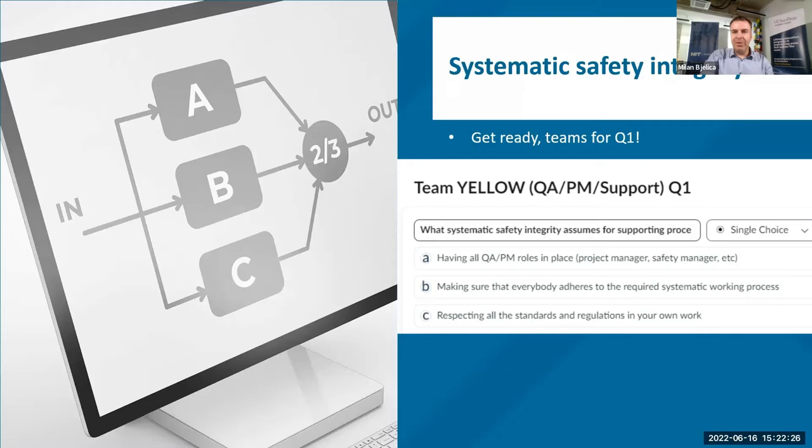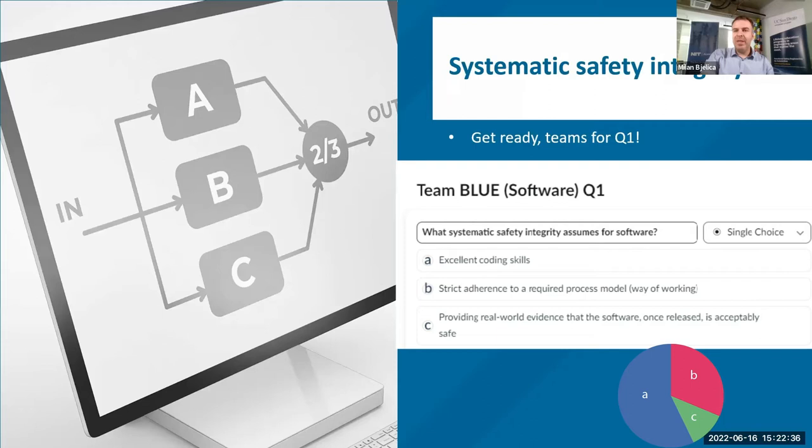Let's see now the results. Let's see first for software. I will share how you voted. The question was, what does systematic safety integrity assume for software? The correct answer here is definitely strict adherence to the required process model, the way of working.